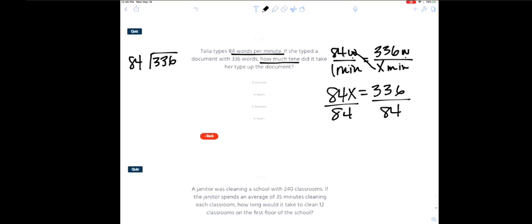So what I like to do is I like to think, okay, let me round this to 80. 80 times 2 is 160. So it's definitely not that. It has to be higher. 80 times 3 is 240. It needs to be higher than that. So let's try 80 times 4. Well, that's 320. That's pretty close.